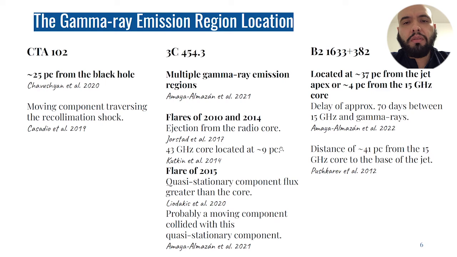The gamma ray emission region location in this type of objects is still under debate. Some works show that the gamma rays might be produced within the inner parsec of the central engine, while others have found them to be produced further downstream the jet. However, in these three sources, we found them to be emitted at different locations.